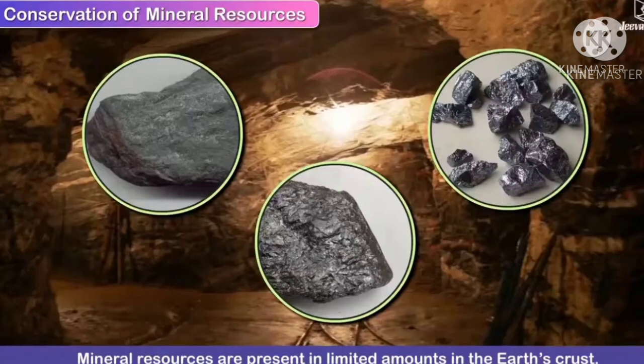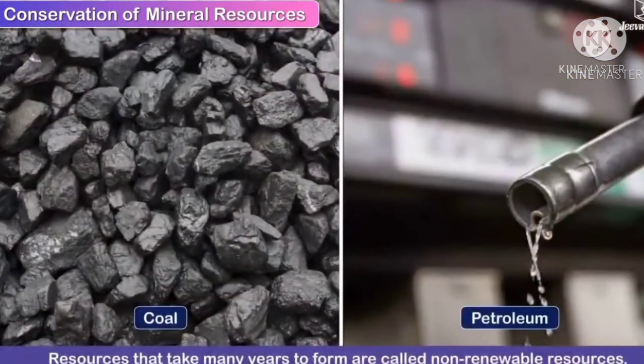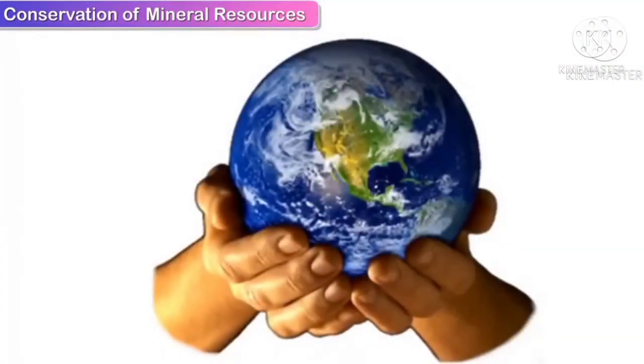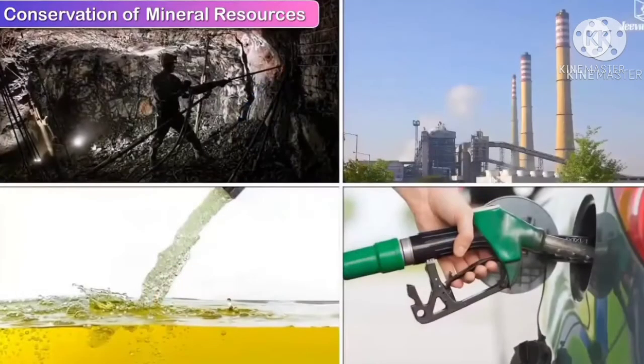Mineral resources are present in limited amounts in the earth's crust. Resources that take many years to form are called non-renewable resources, like coal and petroleum. You have iron ore, gypsum, bauxite, tin, columbite, lead. Therefore, it's very important we use our natural resources wisely, and we mustn't waste any chance to conserve them properly. So you've seen the mineral resources, agricultural resources, and renewable and non-renewable resources.